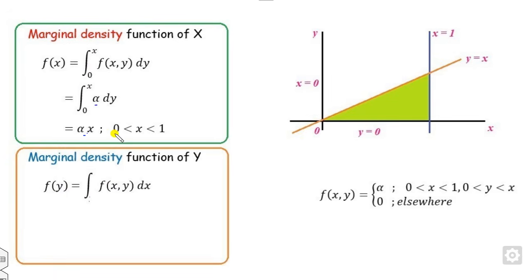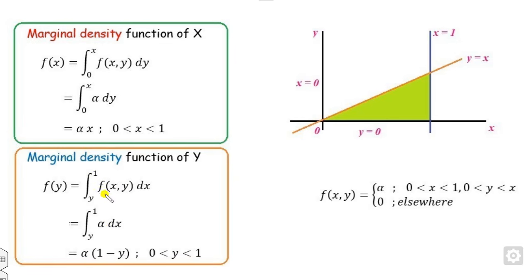Alpha x, so the limit is minimum and maximum. Again in this case it is y to 1. You can see this value is my y, this is 1. You can integrate the value of alpha. This is the required answer.